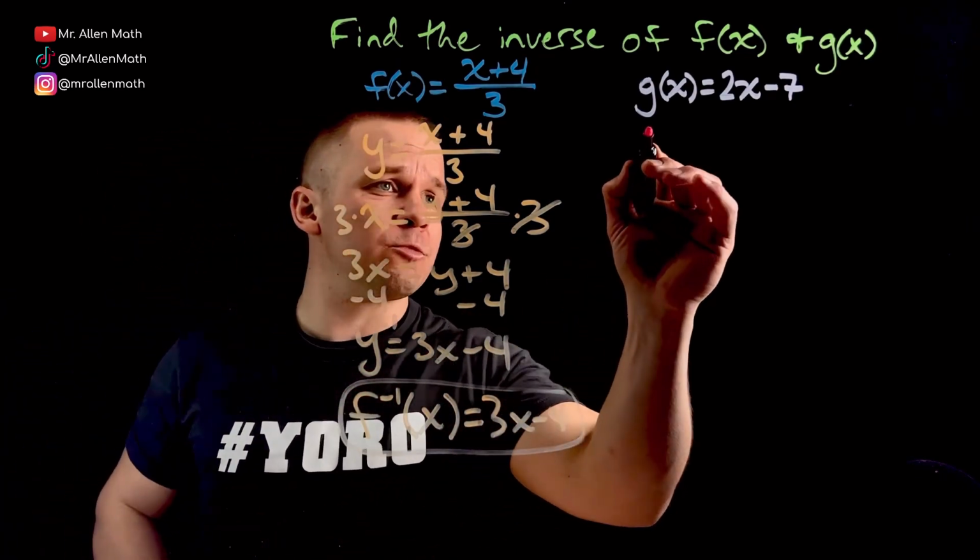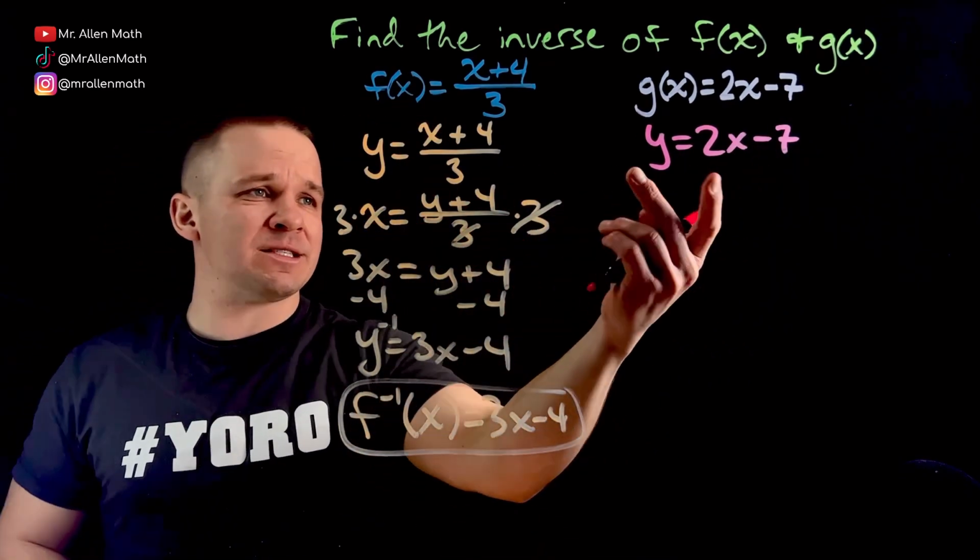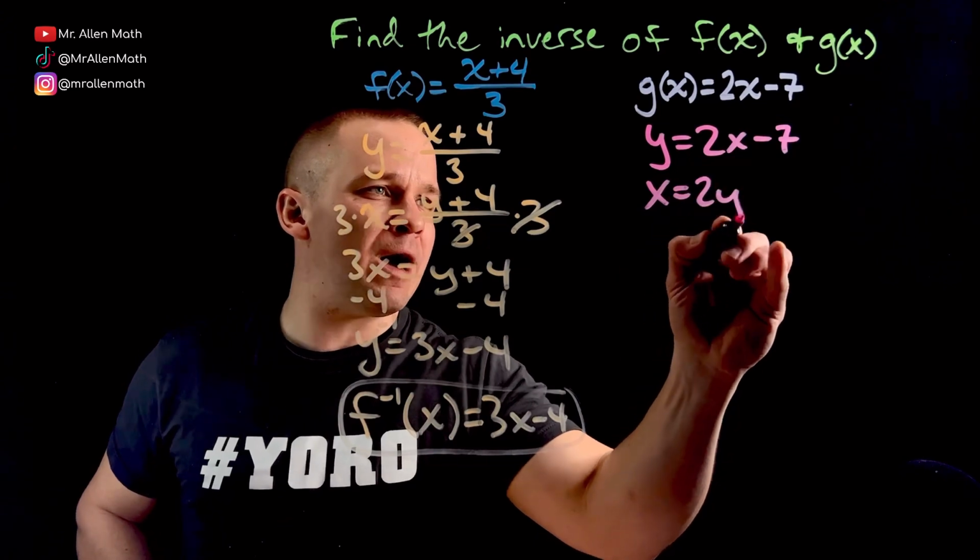Same dealio. I'm going to rewrite it as y equals first. This is personal preference. You do not have to do this step. Now I'm going to swap my x and y. So I got x equals 2y minus 7.